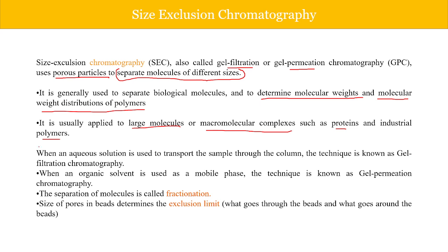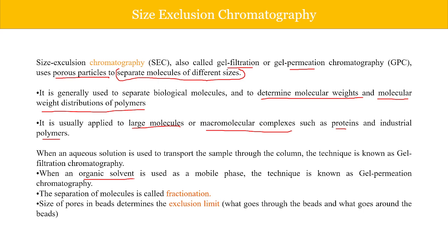So when an aqueous solution is used to transport the sample through the column, the technique is known as gel filtration chromatography. When an organic phase is used as the mobile phase, now, if I tell you in brief what is the stationary phase and what is the mobile phase: the mobile phase is that particular phase through which your protein would be traveling, whereas the stationary phase is the one through which your protein is traveling.